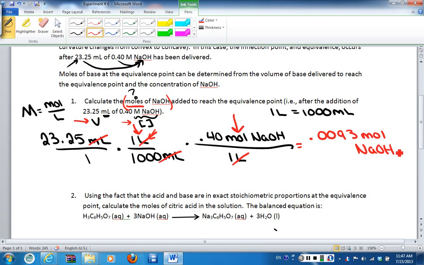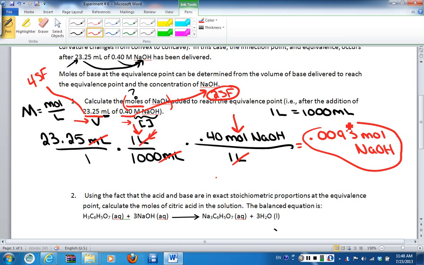And with this, we have to pay attention to significant figures. We see that from our volume, we have 4 significant figures. From our concentration, we have 2 sig figs. And since we're multiplying, we want the fewest significant figures. So we know that our final answer must have 2. And we can either write this as 0.0093 or 9.3 times 10 to the minus 3 moles of sodium hydroxide.